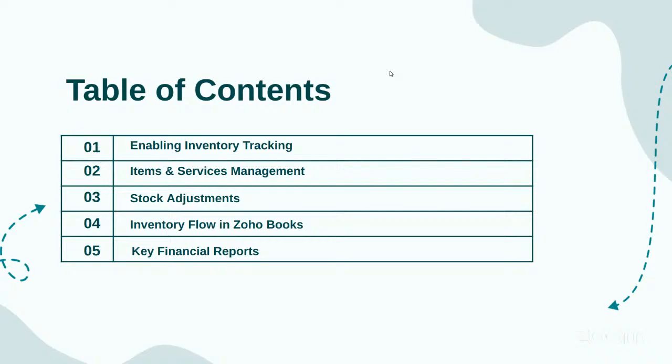Fifth, key financial reports. We dived into the reporting side. We discussed how inventory affects profit and loss, which tracks cost of goods sold; balance sheet, which shows inventory as an asset; trial balance, the ledger level balance view; cash flow, how inventory purchases affect operating cash; aging summary, who owes you and how long; audit trail, who made changes and when. You can even export reports, schedule them weekly, monthly, or customize them with filters.